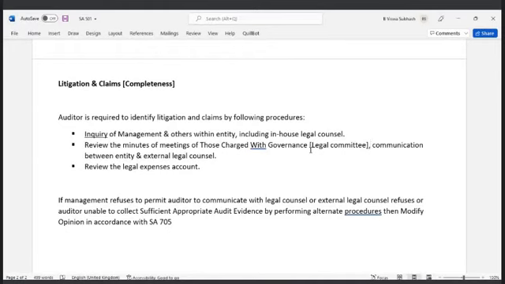Then communication between the entity and the external legal counsel. Again, when the legal committee is involved, obviously they will also hire an external legal counsel to fight for them in the court of law. You can take some famous, prominent lawyers. They will be hired by L&T, Reliance, and so on, and the internal counsel will be in-house employees.